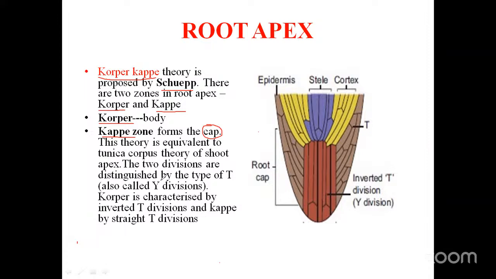The two divisions are distinguished by the type of division. One is T type of division, another is also called Y division. Korper is characterized by inverted T or inverted Y, kappe by straight division. For example, this is an inverted division here, like this inverted division. But here, straight division.